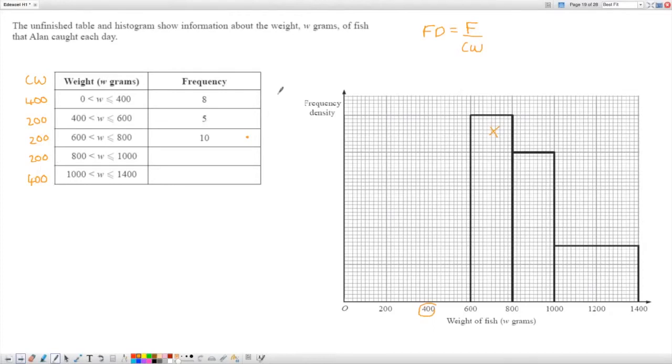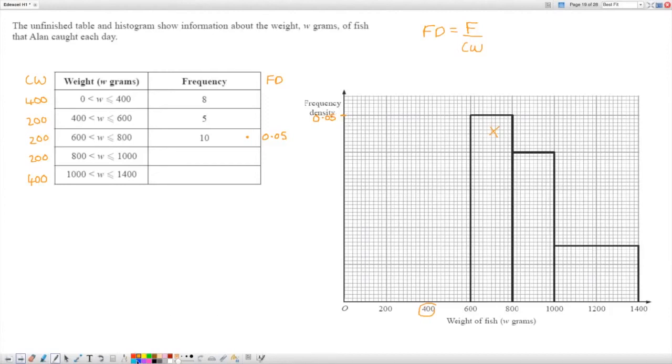Okay, so let's use this now to calculate the frequency density. The only place we can do that, to help us using the graph, is focusing on this third column to start with. So take the frequency, 10, divided by 200. 10 divided by 200 is going to give us our frequency density of 0.05. So right here, at this point, we know that the frequency density is 0.05.